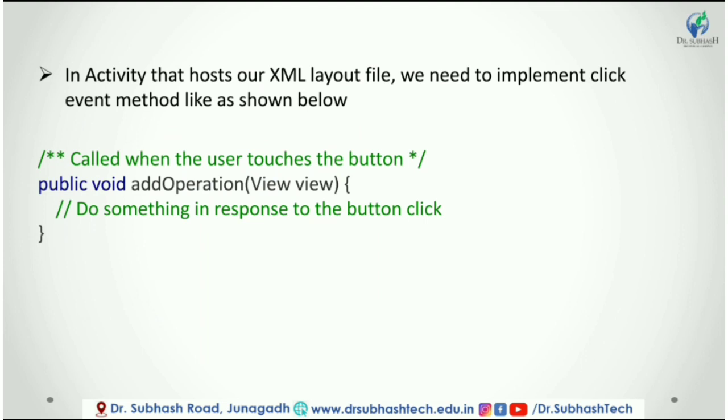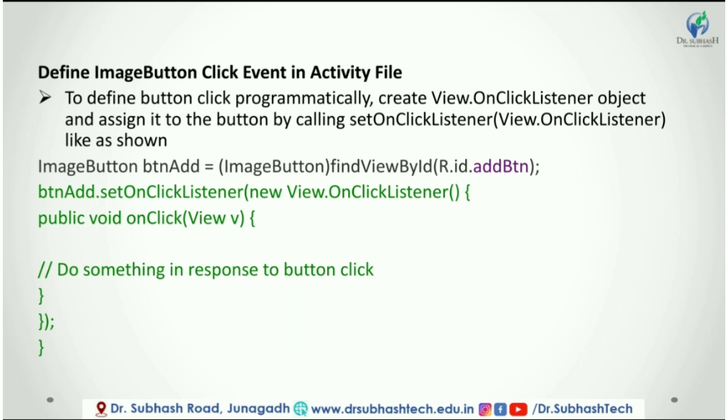And the second way to perform an image button click event is to define it in the activity file. In Android, we can define the image button click event programmatically in the activity file rather than the XML layout file. To define a button click programmatically, create a View.OnClickListener object and assign it to the button by calling setOnClickListener, as shown below. This is how we can handle image button click events in an Android application based on our requirement.